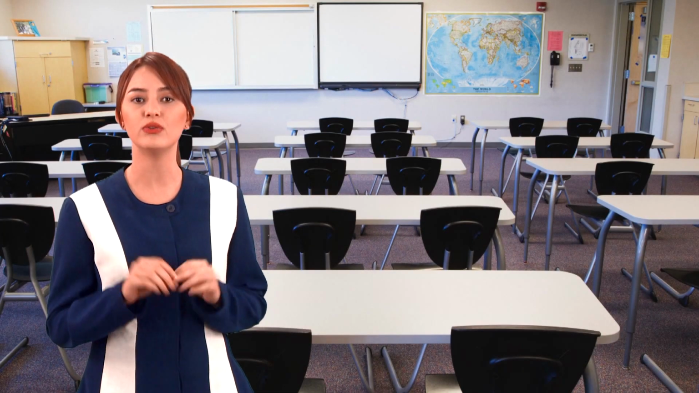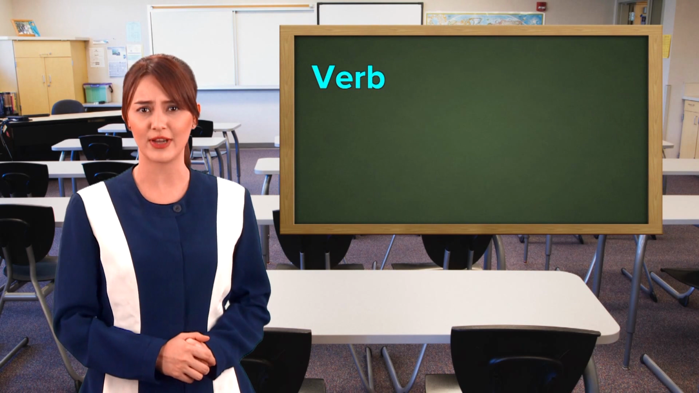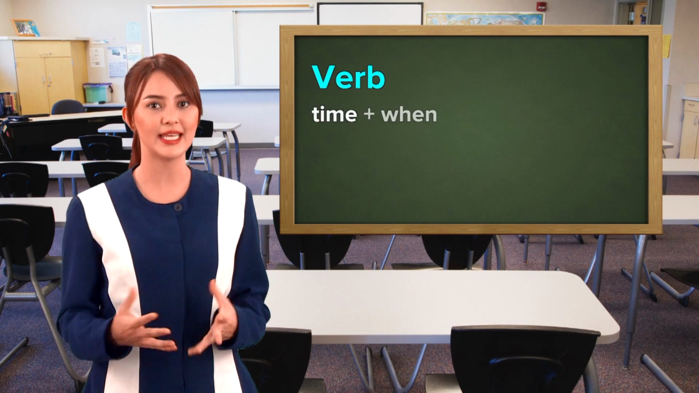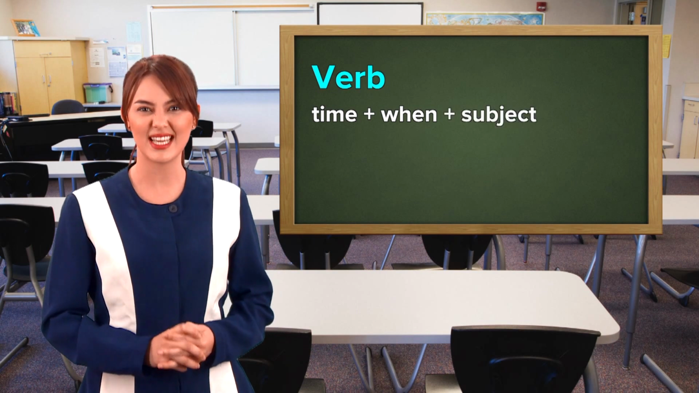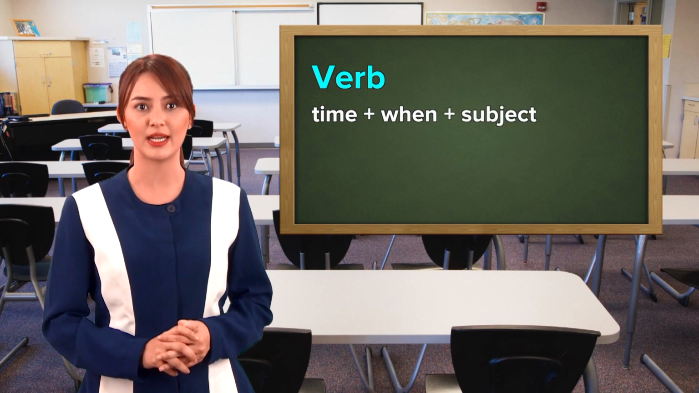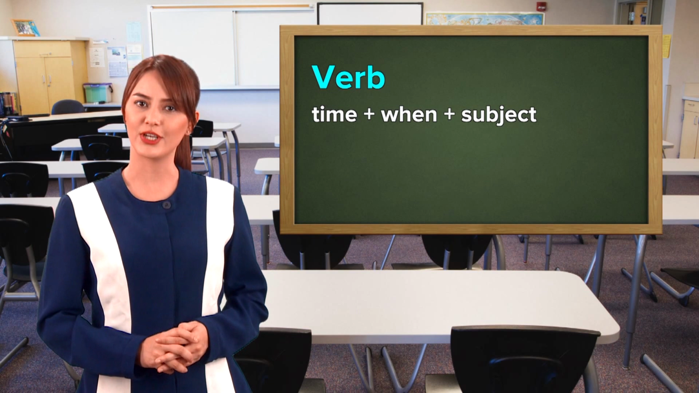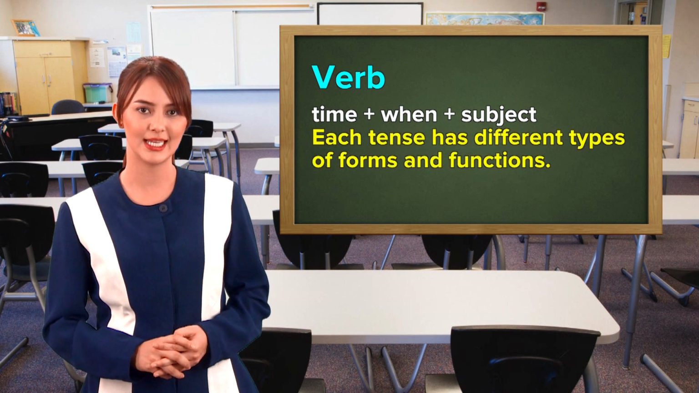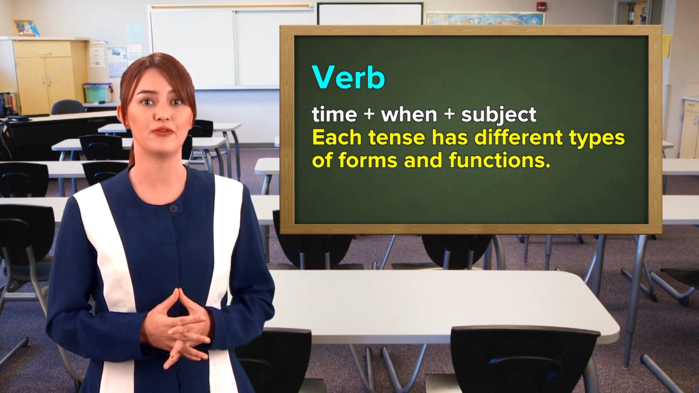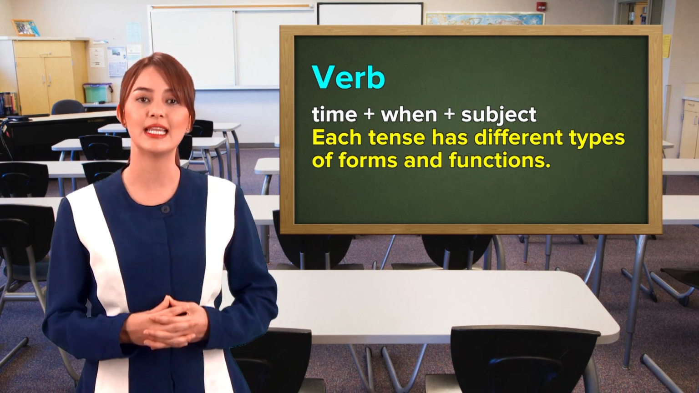English language is unique because the verb is always affected by time, or when the action has taken place. Sometimes the subject in the sentence can also affect the spelling of the verb. As a result, each tense has different types of forms and functions. To make things easier for you, I have divided this lesson into several parts.